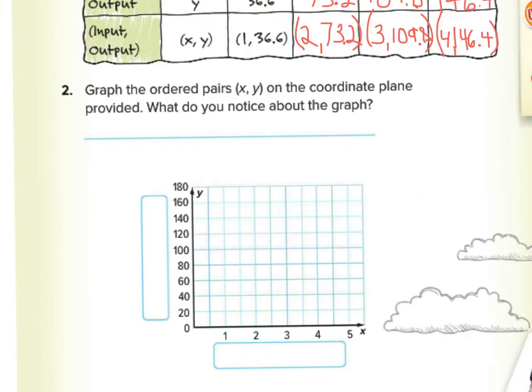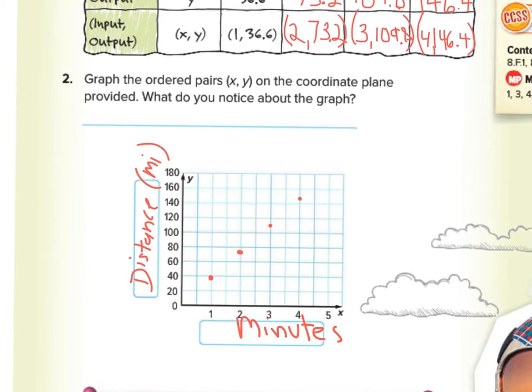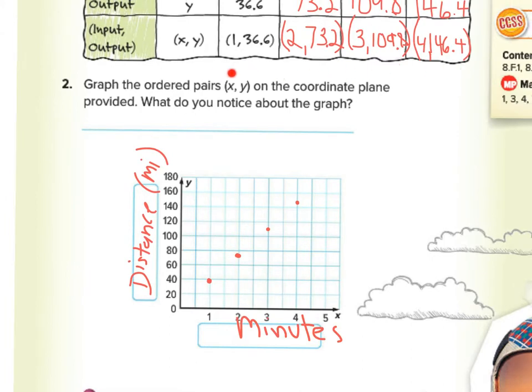Okay. Question 2. Graph the ordered pairs x and y, all these ordered pairs here, on the coordinate plane provided. What do you notice about the graph? Well, let's graph them. When I graph it, my points would look like this. In 1 minute, I have almost 40, 36.6. In 2 minutes, I have almost 80, 73.2. In 3 minutes, I have slightly over 100, 109.8. And at 4 minutes, I have 146.4 right there. Sorry, I'm not showing you the numbers. There they are. So I've graphed it.